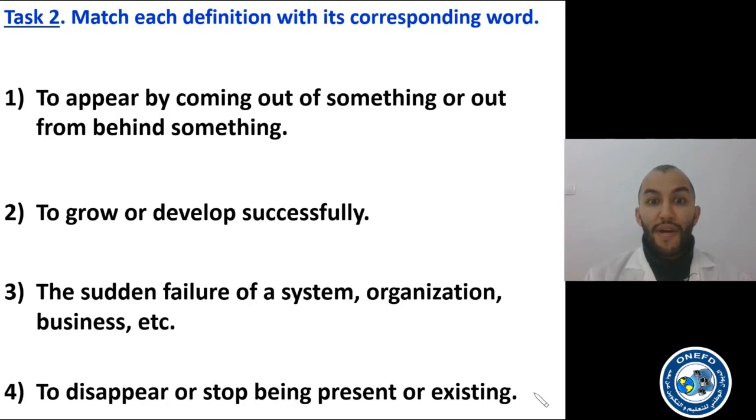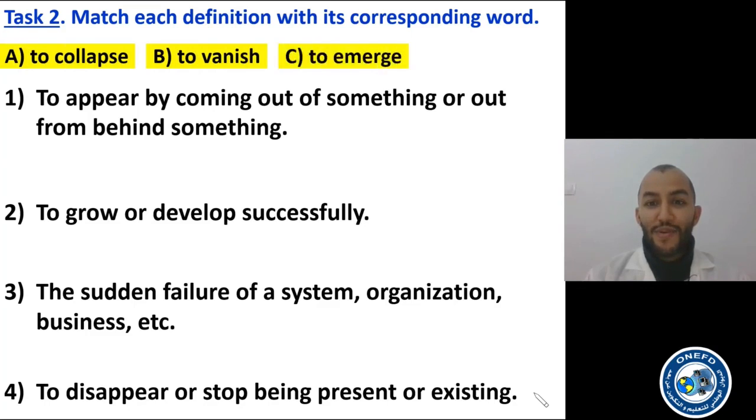Task number 2. Match each definition with its corresponding word. So here again we have 4 words. The same words that we have seen before. Collapse, vanish, emerge, and lastly, flourish. Okay, so 4 words, 4 definitions. So now we give you the definition, and you match the word with its definition.